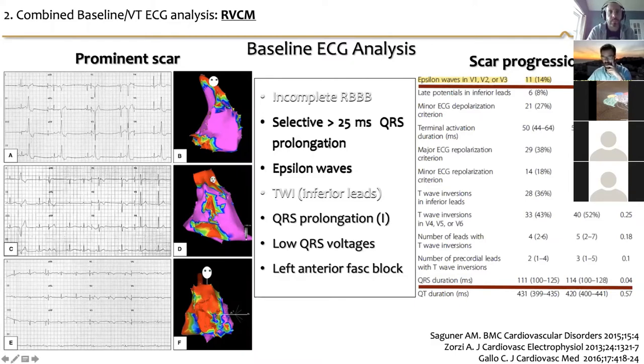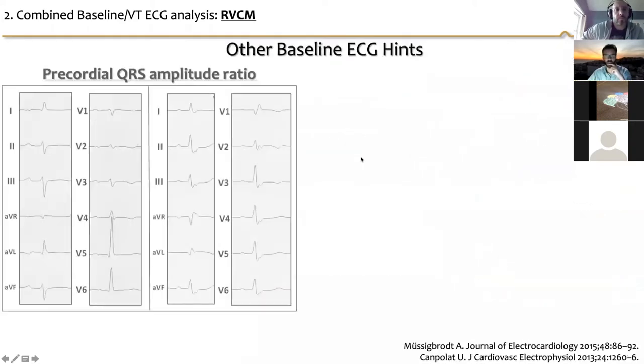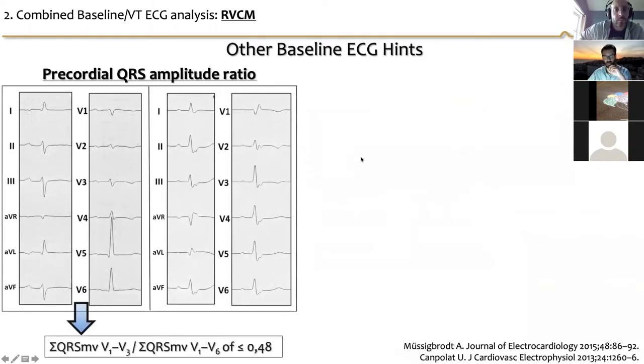Especially the criteria that become most useful are those that look at depolarization, more than the criteria looking at repolarization defects. So you can have a selective QRS prolongation, extensive epsilon waves, and other EKG features that will tell you about the possibility of a prominent scar of a progressive disease in the setting of right ventricular cardiomyopathy.